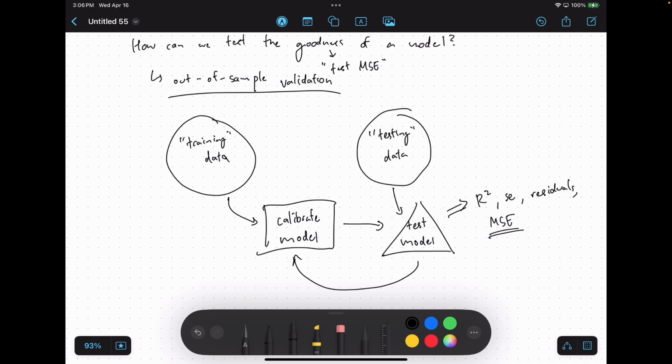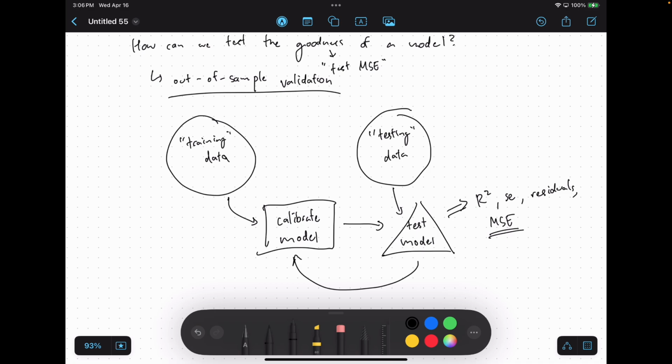Okay, so one of the most common ways that we do out-of-sample validation is a procedure called cross-validation. So has anyone heard of cross-validation before? Yeah, a couple people. Great.